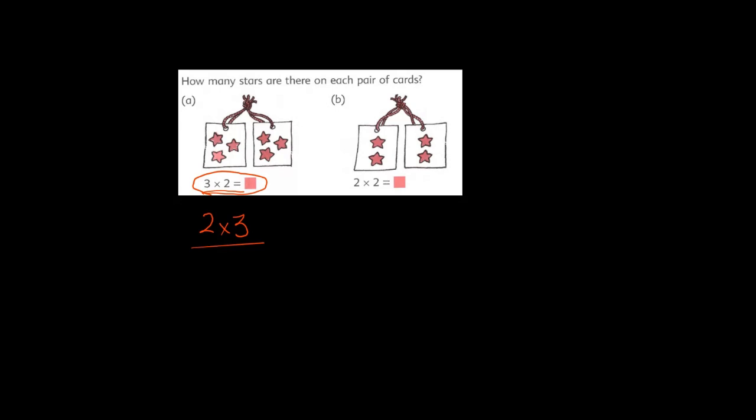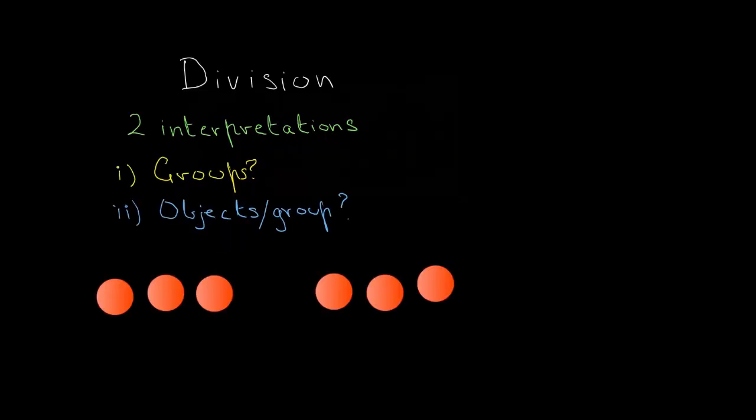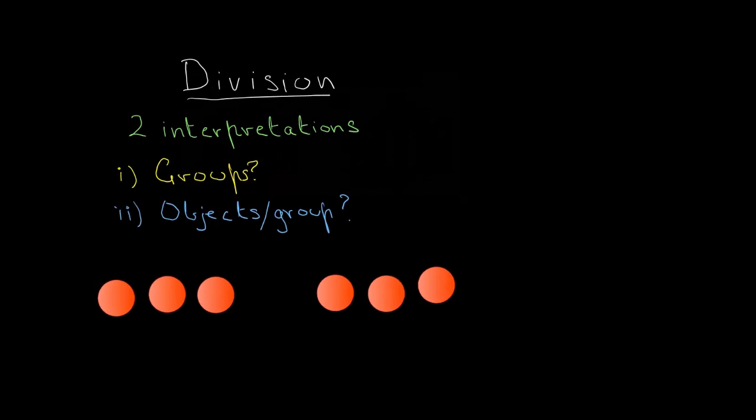Okay, so now let's move on to division. So division, please remember, has 2 interpretations, and the first interpretation is that we want to find out how many groups there are. So I'll tell you the number of objects per group, and you will help me find the number of groups. So let's try an example. Let's say there are 6 objects, and I'm going to divide by 2, and I know the answer is 3. So what does it mean?